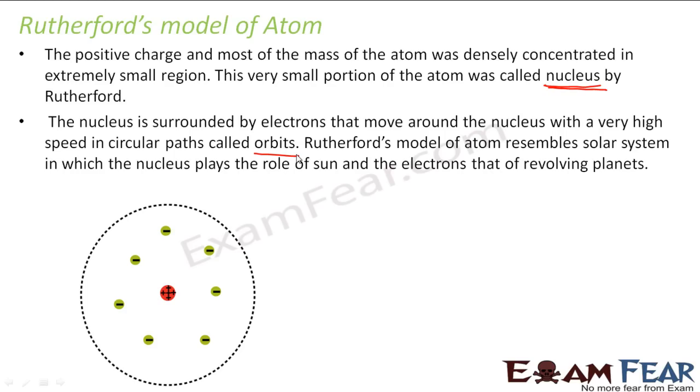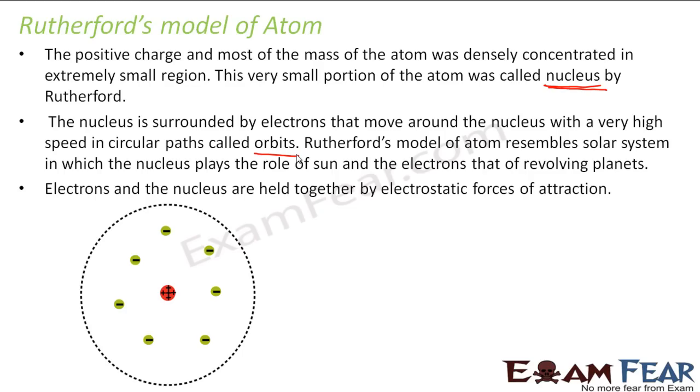But since the atom was electrically neutral as a whole, that means if you have a positive charge, there has to be some negative charge, and those negative charges were electrons. So he told that the electrons were moving in circular paths in that empty space, and these circular paths are known as orbits. So Rutherford's model of atom resembles the solar system in which the nucleus plays the role of the sun and the electrons that of revolving planets. Like how in our solar system we have the sun and all the planets revolving around the sun, similarly, you have the nucleus and all the electrons revolving around the nucleus. Right? So this was Rutherford's model.